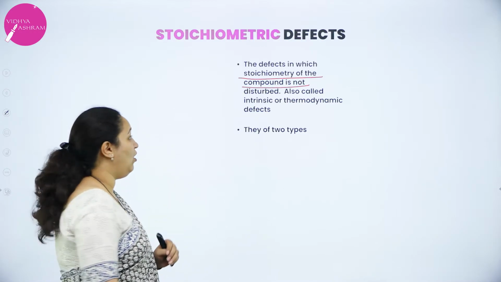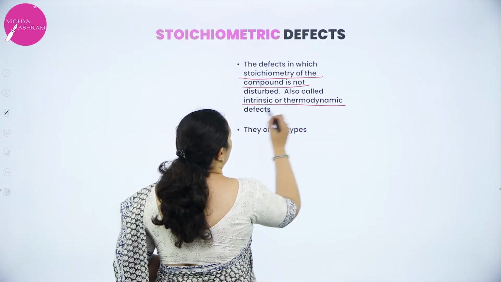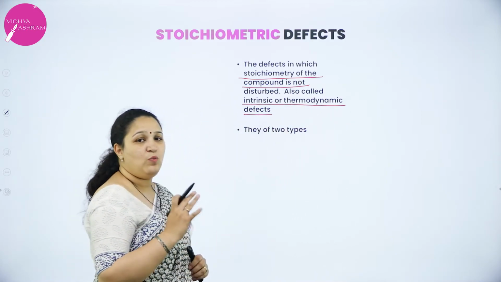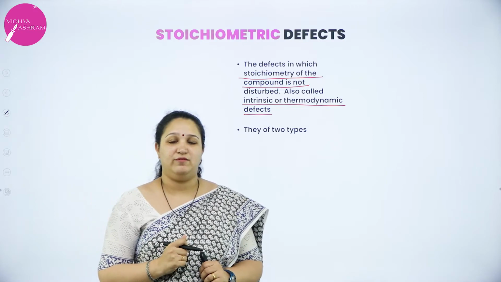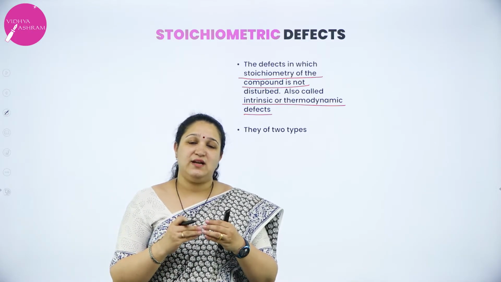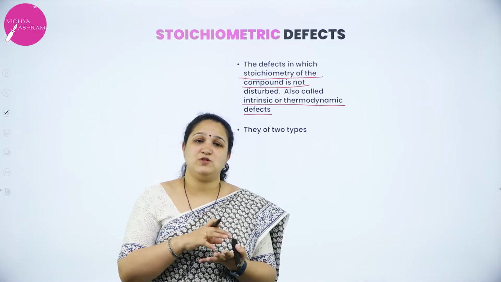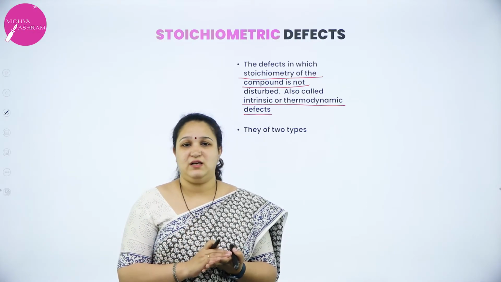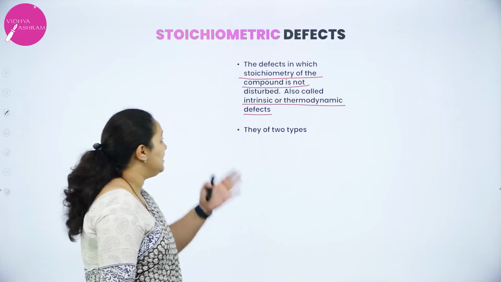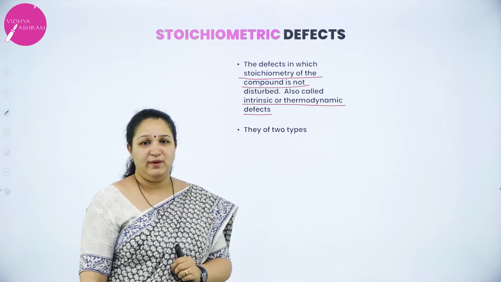It is also called intrinsic or thermodynamic defects. Why intrinsic or thermodynamic defect? That's because as the temperature increases, the number of stoichiometric defects also may increase. That's the reason it is called intrinsic or thermodynamic defect.